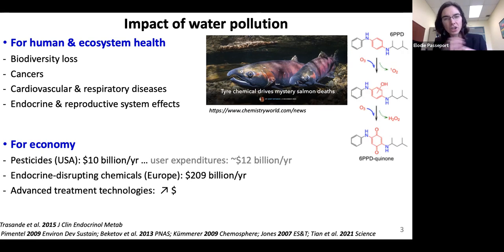So not only the parent molecules, all these chemicals and materials that we use, but their transformation products can potentially affect human and ecosystem health.